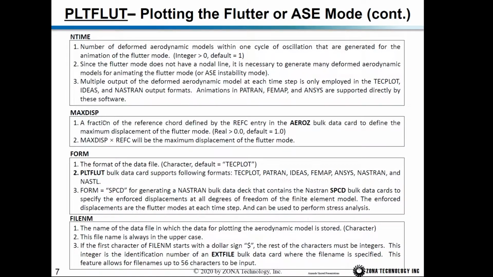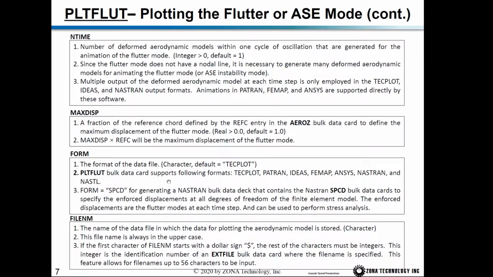And max DISP is a fraction of the reference chord defined by the REFC entry in the MKAERO card to define the maximum displacement of the flutter mode. So this one times this one is the maximum displacement of the flutter mode, because the flutter mode has no absolute displacement. Form can be tag plot, pattern, and so on.